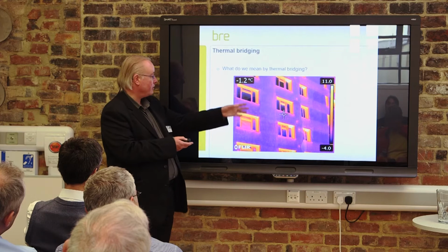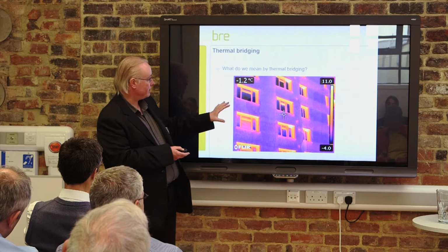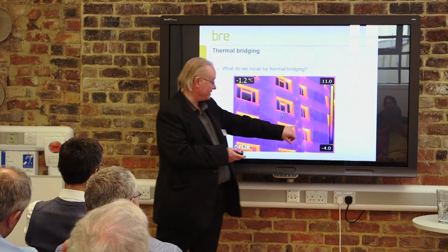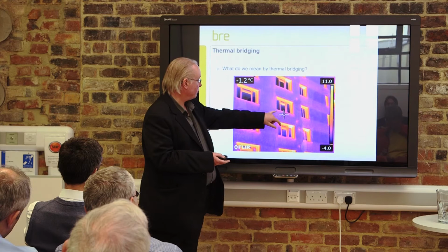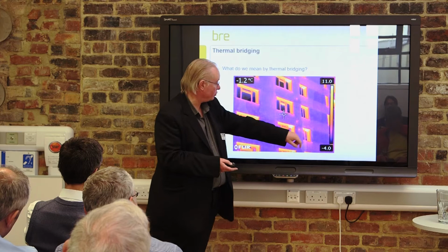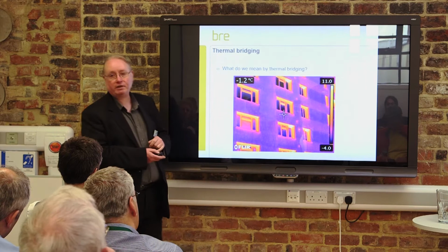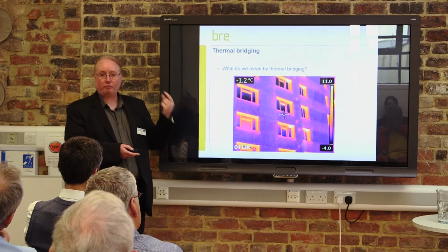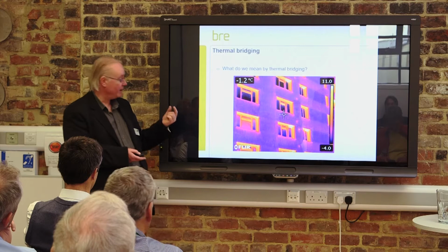Whenever you have an actual infrared image such as this, remember the temperature scale is critical, because the same color doesn't mean the same thing in each image. So at the actual center of the image, the wall is at minus 1.2, other parts of the wall are slightly colder. What you can see around the windows, the temperature's in the 9-10 degrees more. Now that is simply because there is 50-60 mil of brickwork that was left, and that was just rendered over. So there was no insulation placed around these windows at all.